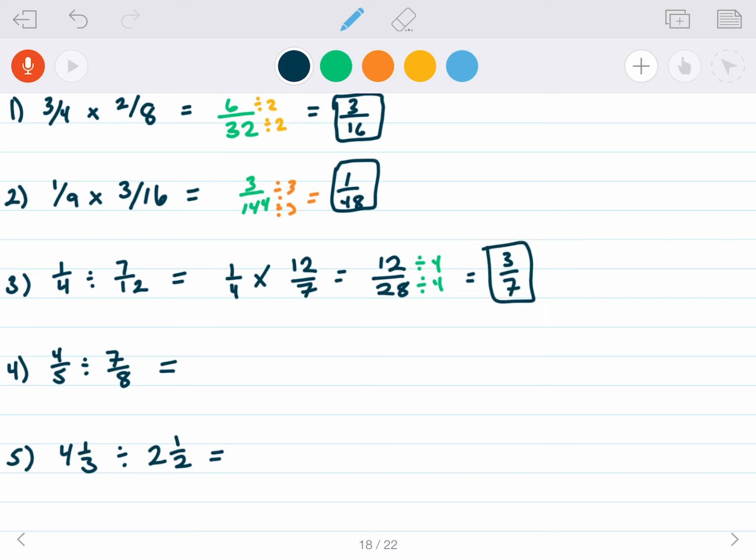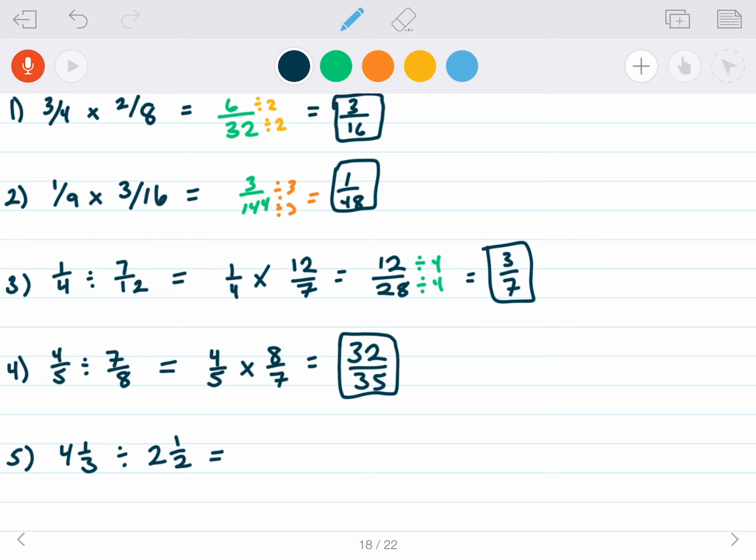All right, let's see the next one. 4/5 divided by 7/8. I have 4/5, keep, change, flip. Okay. Multiplying straight across, I get 32 over 35, and I don't believe that can be simplified anymore. So that is that.